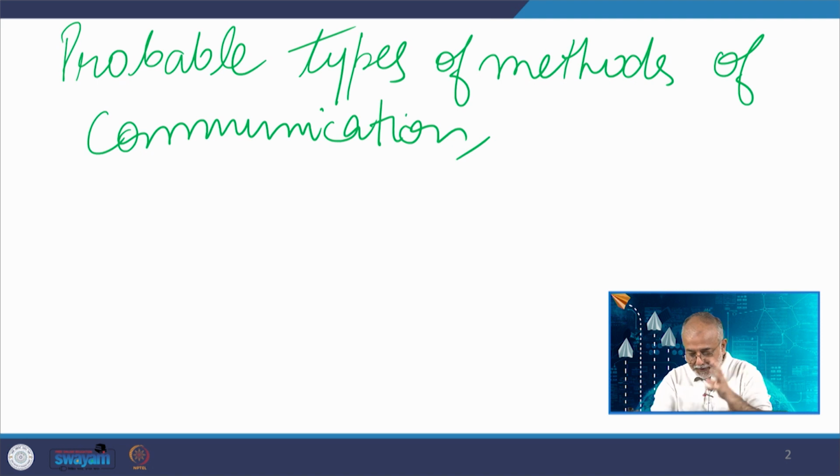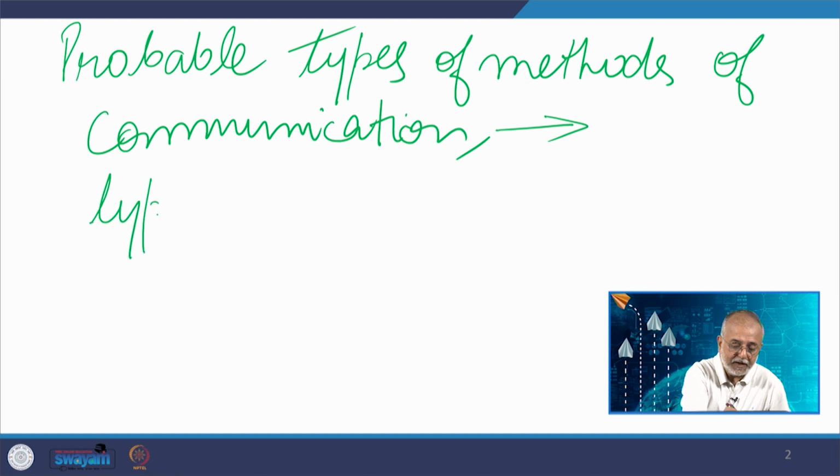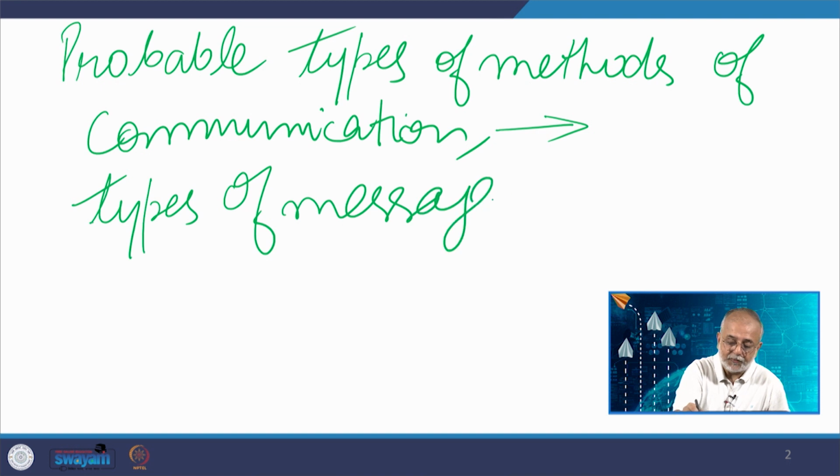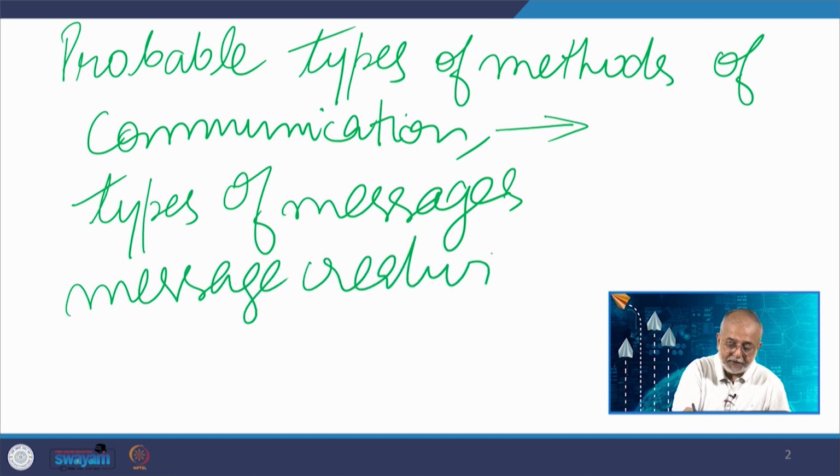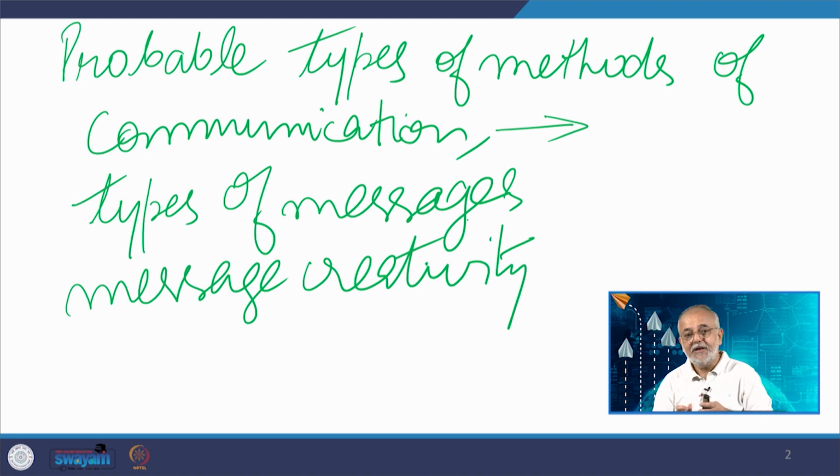But first, when we talk about probable types of methods of communication, we are always thinking in terms of types of messages. That is one part, and we have talked about that briefly, and message creativity, which I touched upon last time. When we are talking of message creativity and methods of message, we are thinking about so many things which enable the innovation we are pursuing here.